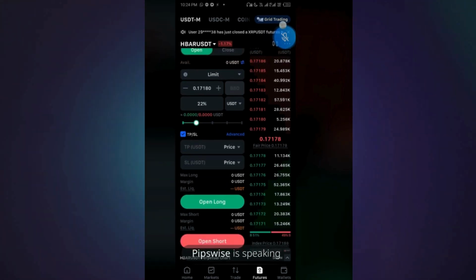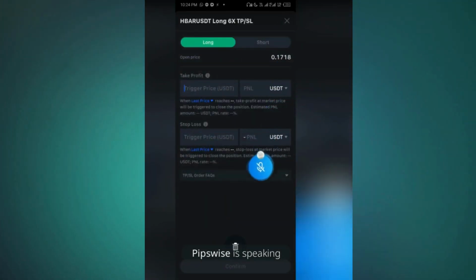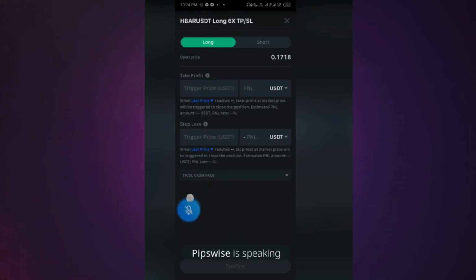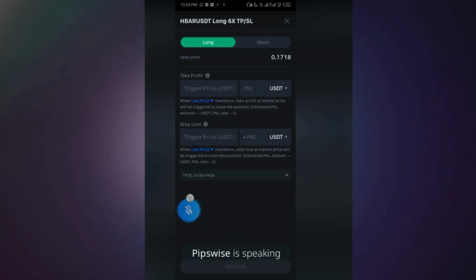Now, on the advanced level, click on the advanced. On the advanced level, you can actually go to see your profit. So by the time you write your take profit, I'm going to show you how to input signals. You input signals, you take a sample and input signal. But right now, let me explain this.